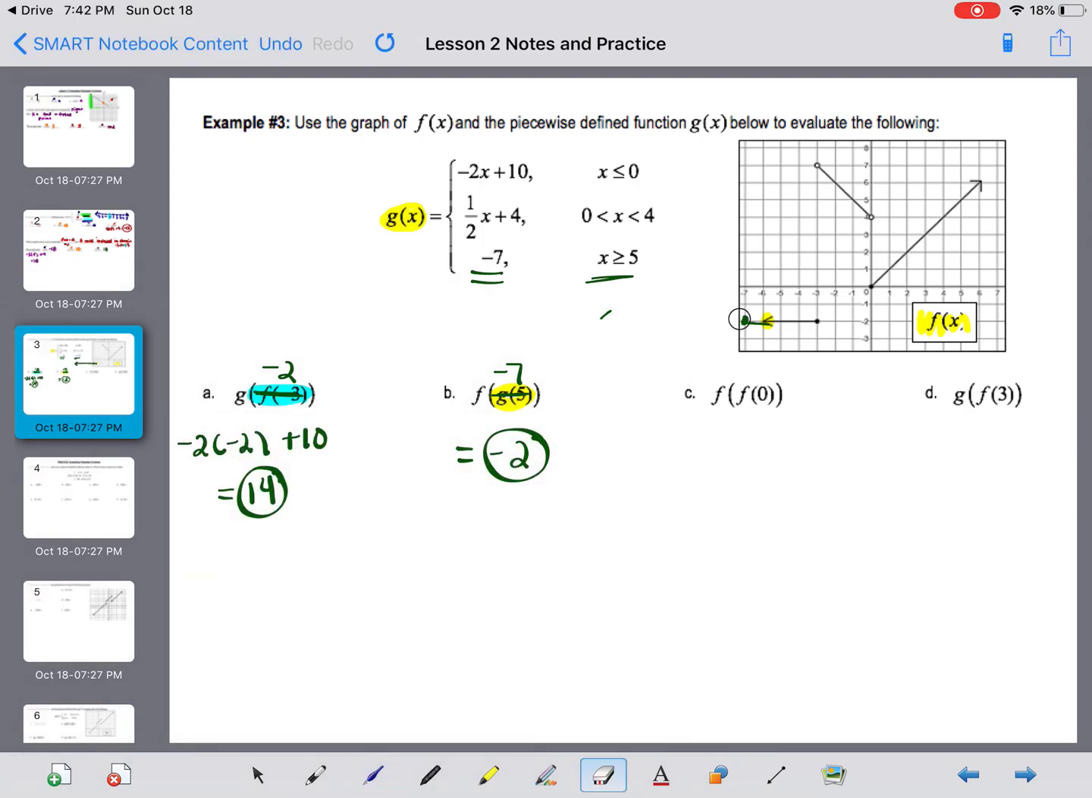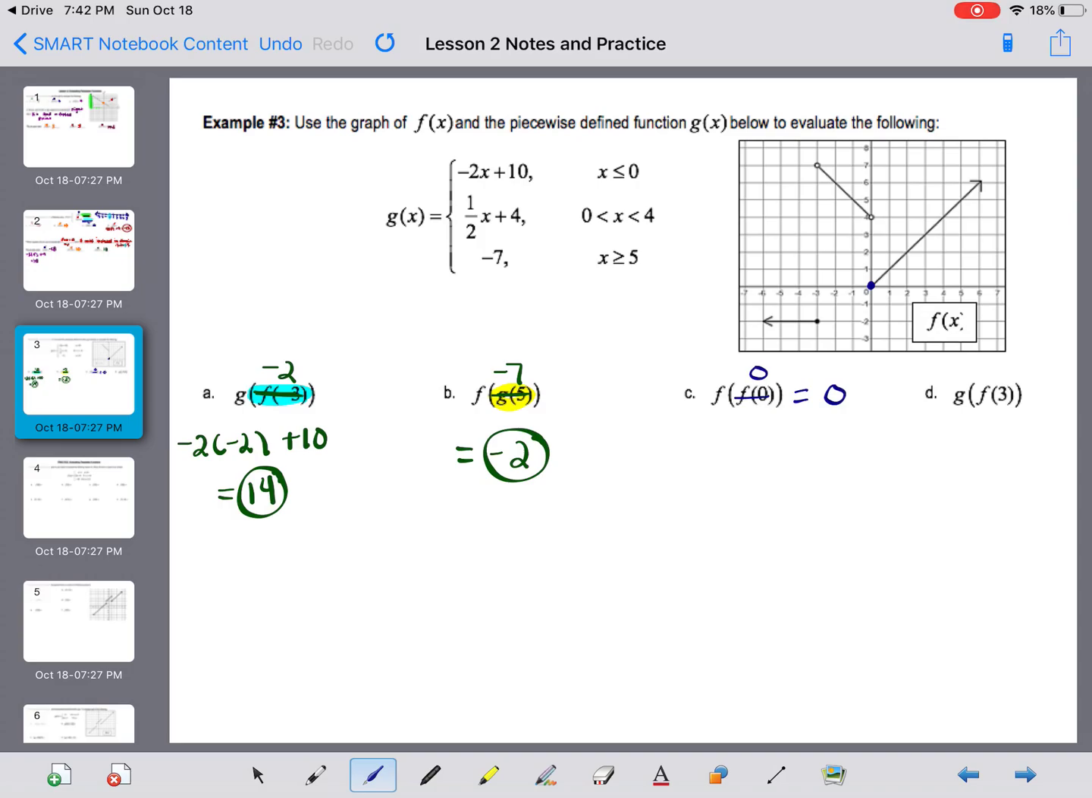If we take a look at C, we're finding f of 0. So we're just going to focus on the f function the whole time. When I go here, f of 0 is 0. And when I go back there, f of 0 is 0 again. So our answer is just 0.